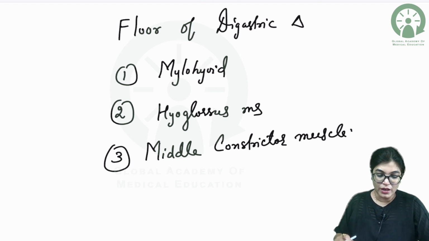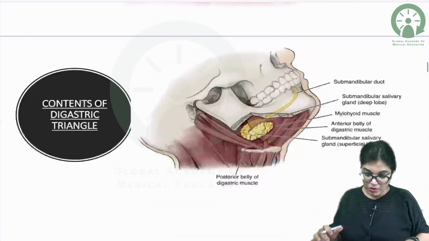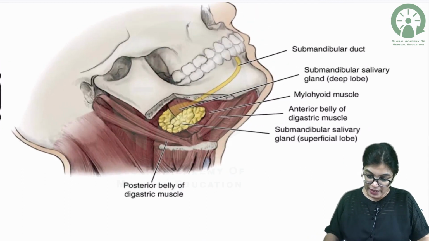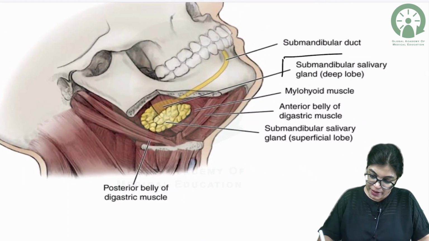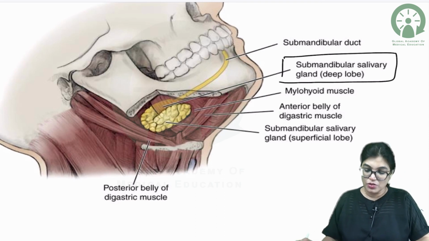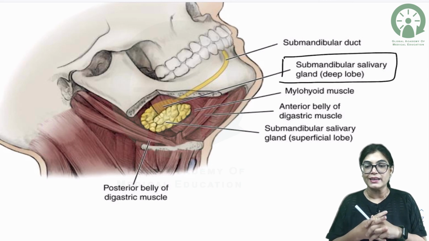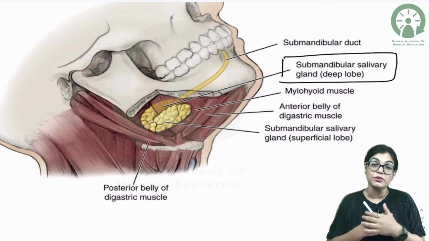Now I want to talk about the content. The most important content of the digastric triangle is the submandibular gland. You can see the submandibular gland located here, which is why it is also called the submandibular triangle. Other than that, the whole content can be divided into an anterior content and a posterior content.